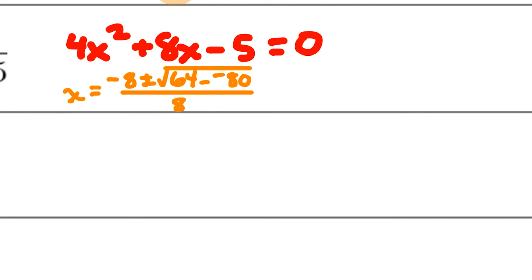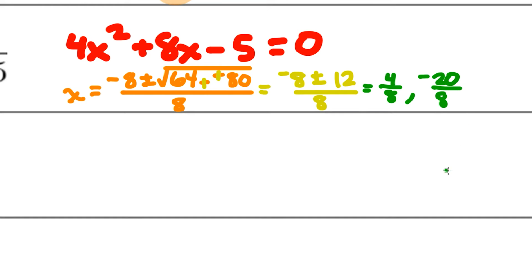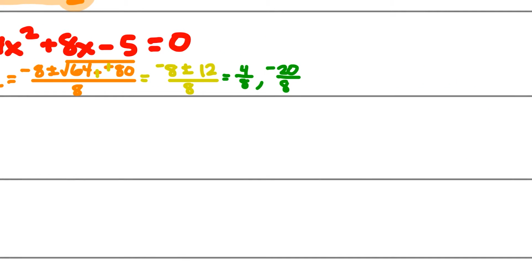Okay, now from here, this ends up being 144, so the square root of that is going to be 12, so it's negative 8 plus or minus the square root of 144, which again is 12. Divide this by 8 here, and you're going to end up with 4 over 8 and negative 20 over 8. So your two vertical asymptotes would be at x equals 1/2 and x equals negative 5 over 2.